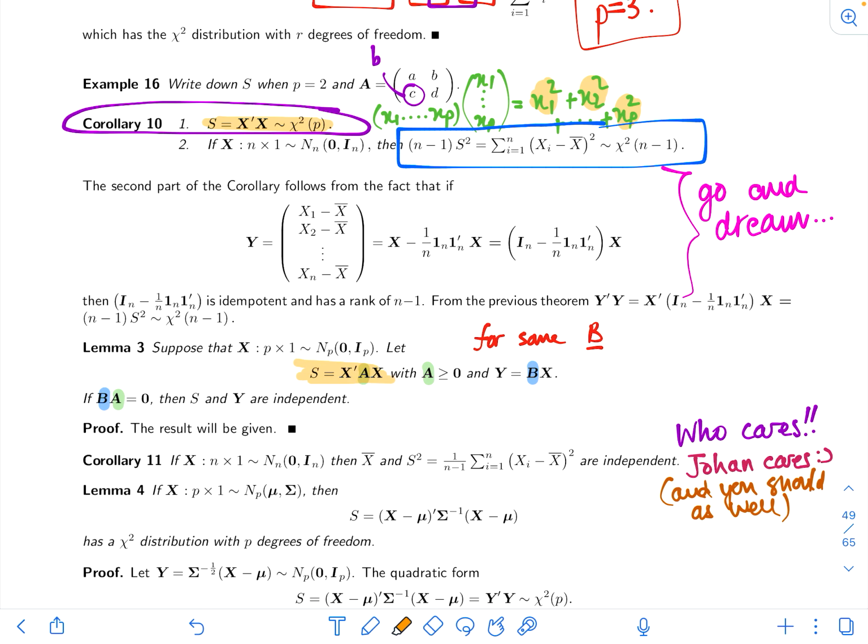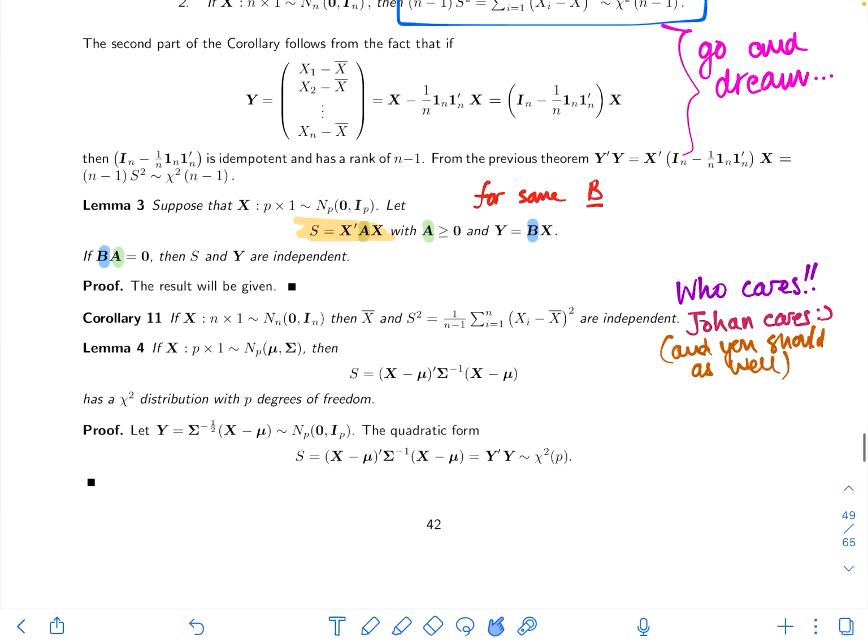If B times A is equal to 0, then S and Y are independent. We're going to use this as a general form in order to address some other aspects that might come up in our inferential life. So this is a very generic kind of lemma, but it remains extremely useful. We will see why in corollary 11.